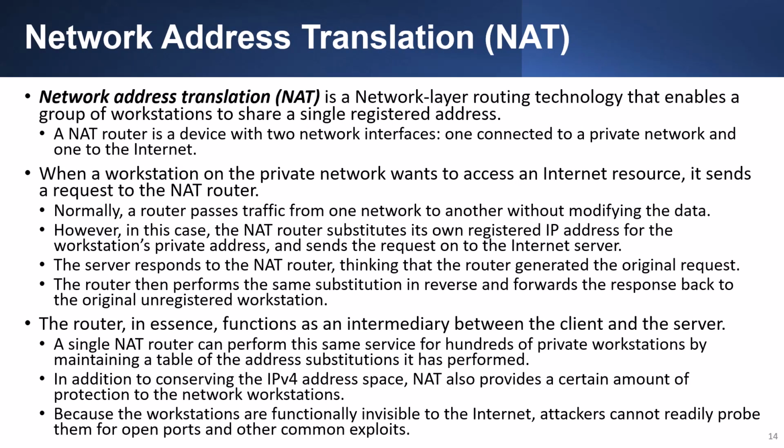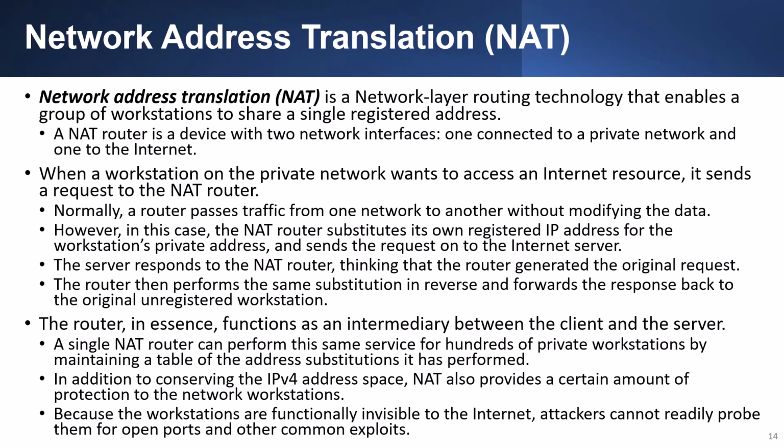Network Address Translation, or NAT, is a network layer routing technology that enables a group of workstations to share a single registered address. A NAT router is a device with two network interfaces, one connected to a private network and one to the internet. When a workstation on the private network wants to access an internet resource, it sends a request to the NAT router. Normally, a router passes traffic from one network to another without modifying the data. However, in this case, the NAT router substitutes its own registered IP address for the workstation's private address and sends the request onto the internet server.